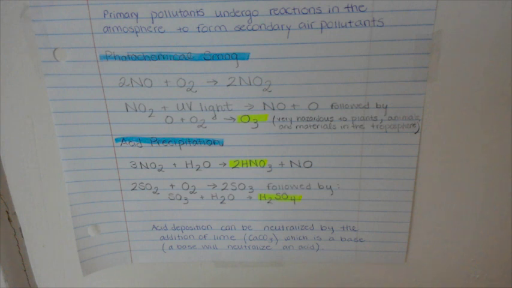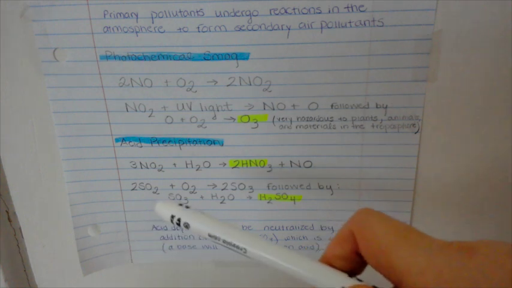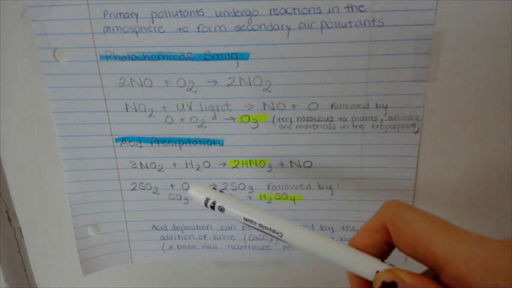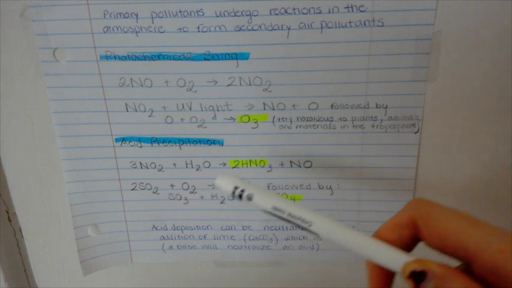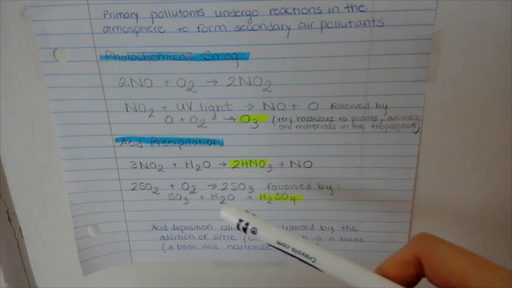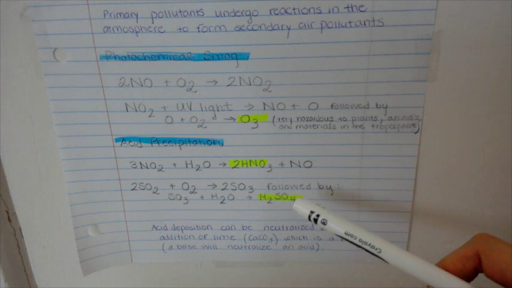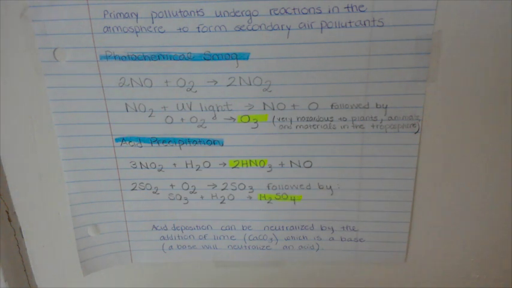Acid rain can also be formed from sulfur dioxides. Sulfur dioxide reacts with oxygen to form sulfur trioxide. Sulfur trioxide reacts with water, or H2O, to form sulfurous acid. So how can acid deposition be remediated? Well, acid rain can be neutralized by the addition of lime or calcium carbonate, which is a base, and we know from chemistry that a base will neutralize an acid.